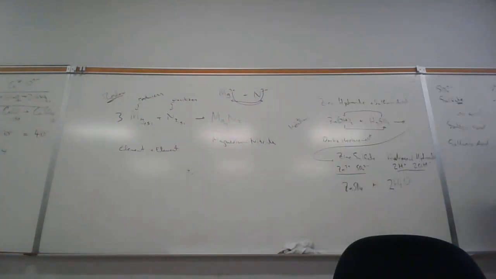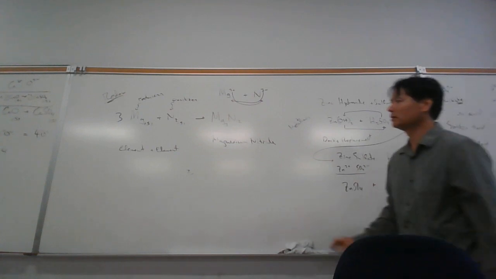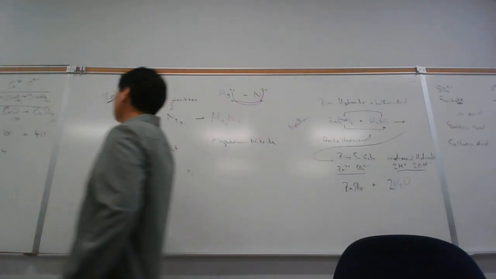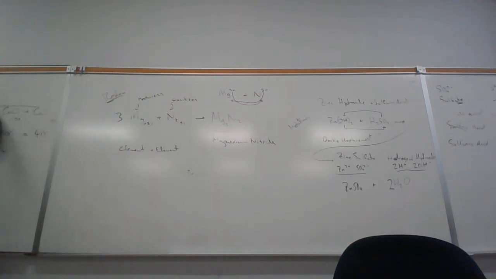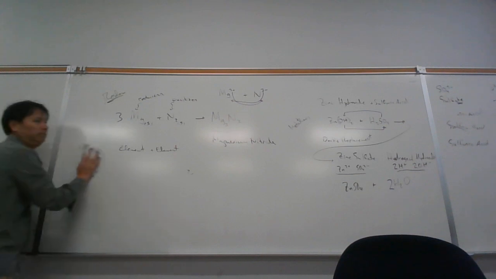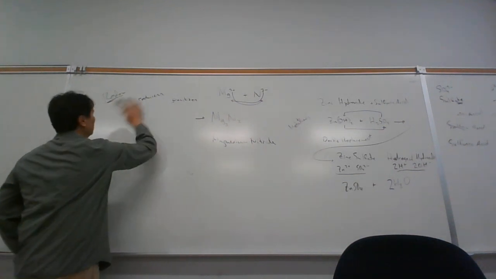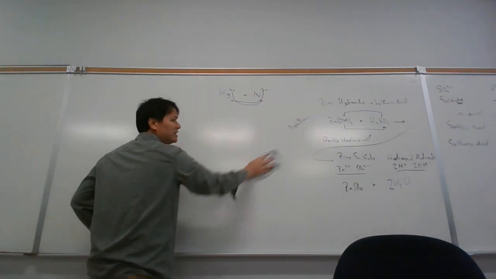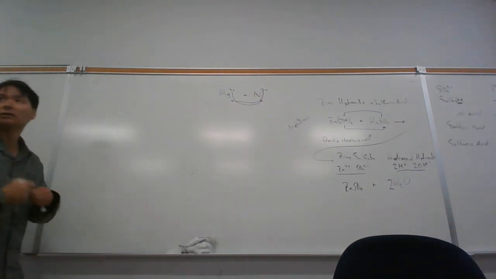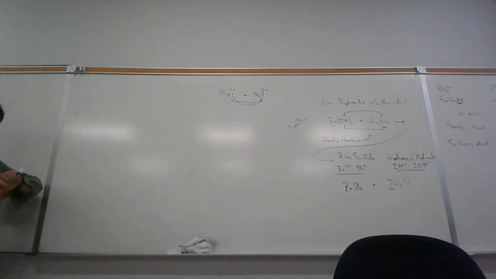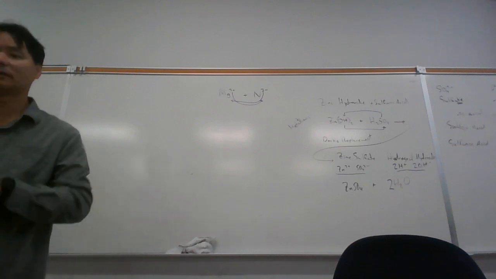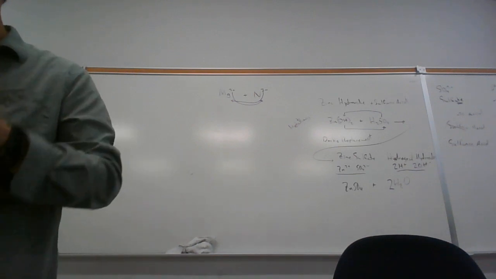Okay, let's look at the next one. What's that? Zinc or zinc ion? That's zinc. And what's the other reactant? Iodine. Okay, so this is the reaction between zinc and iodine. What time are we out here? 4:55. Okay, we'll have to continue this next time.